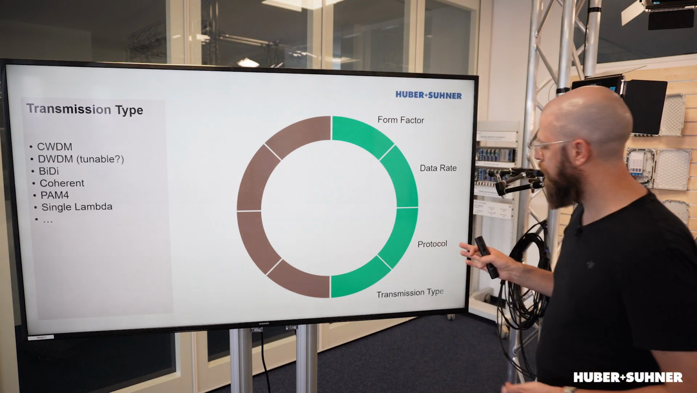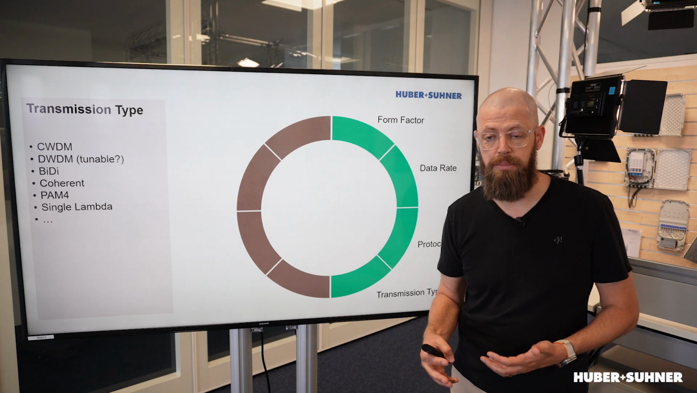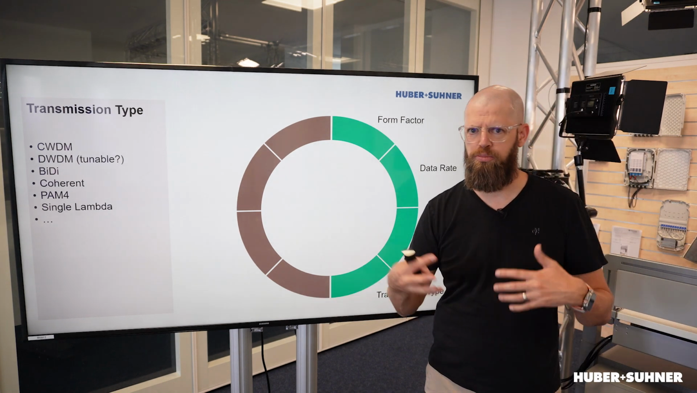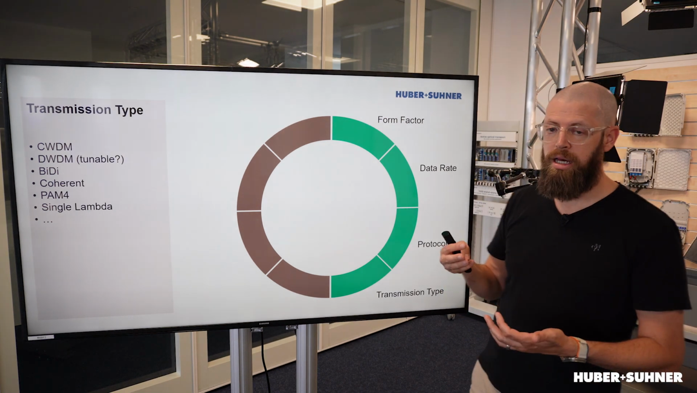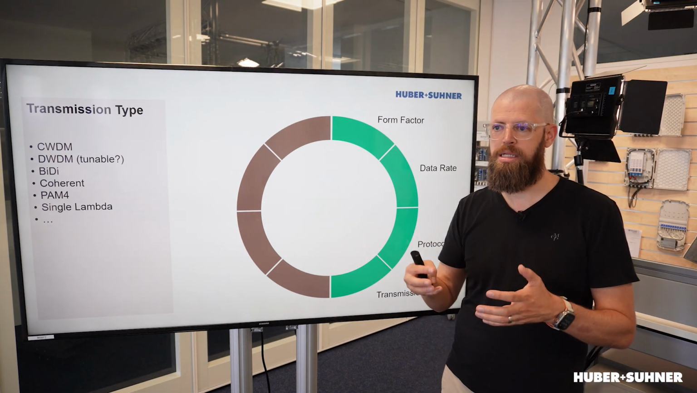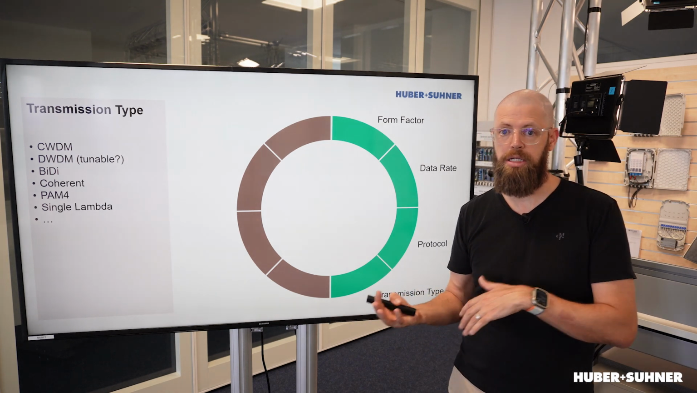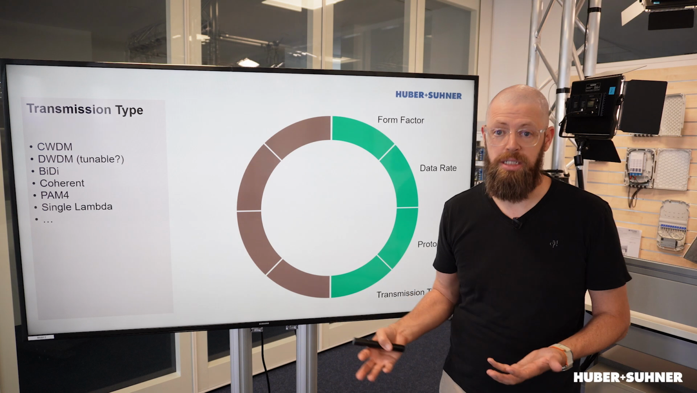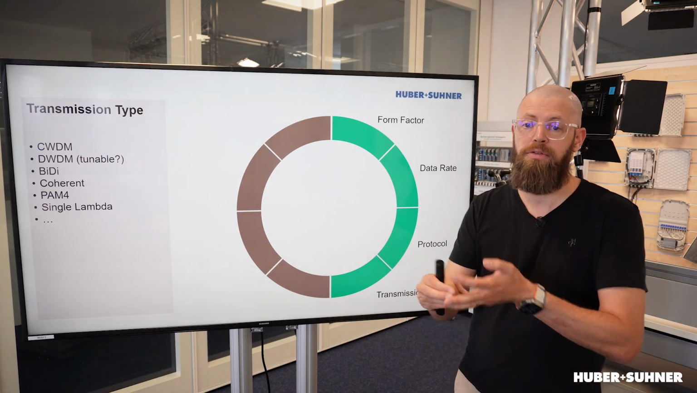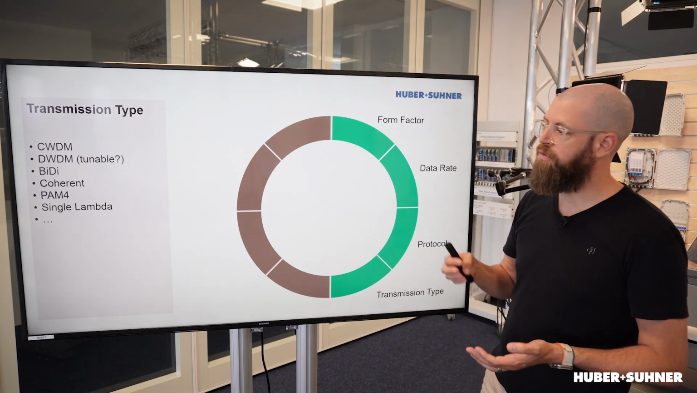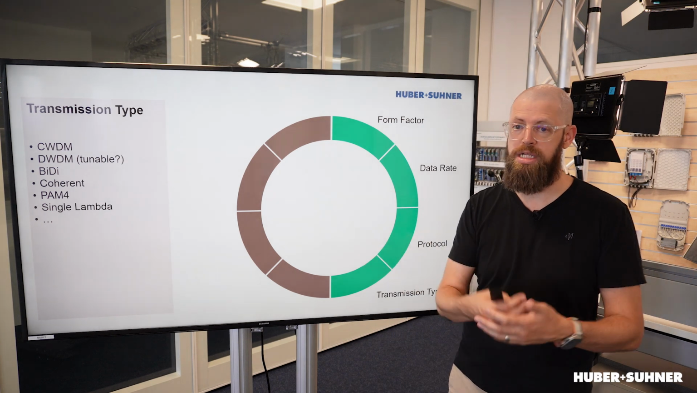Now, once we've got that sorted out, the next thing we need to talk about is the transmission type. And the transmission type is actually a much broader category, but it's nevertheless a very important one. So transmission type includes things like, are we going to multiplex the signal? So do we need CWDM or DWDM? If we're using DWDM, do we want to have fixed lambdas or tunable lambdas or maybe even auto-tunables? Then we've got things like the BiDi transceivers because we only want to use one fiber for the signal.